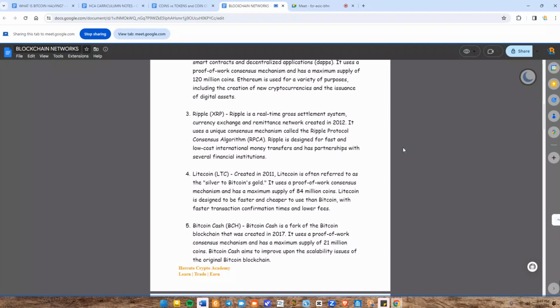Now, it uses the proof of work consensus mechanism, just like Bitcoin, and has a maximum supply of 84 million coins. Litecoin is designed to be faster and cheaper to use than Bitcoin, like I just said, with faster transaction confirmation times and lower fees. It's just Bitcoin in another shape, or in another language, or how do I put it? There are people who call it Litecoin, but I like to call it Litecoin. I believe the name came from it being a bit lighter, so it can be sent faster and confirmed a bit faster.